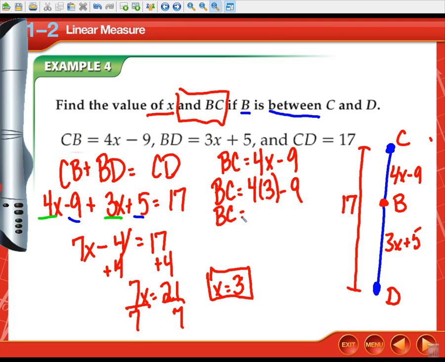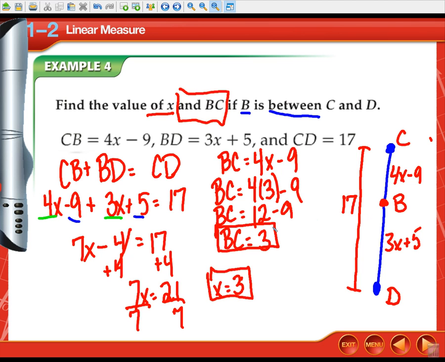I'm going to do this in 2 steps here. 4 times 3 minus 9. Well, 4 times 3 is 12. And finally here, we have 12 minus 9, which will leave us with 3 as well. Okay, so x is equal to 3, and BC is also equal to 3.